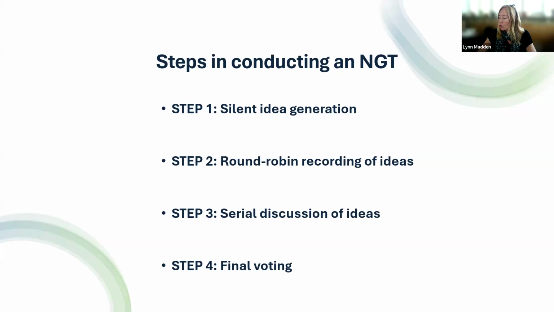So when we think about nominal group technique, we have 4 steps, right? And the first step is silent idea generation. I'll go over these in depth momentarily. The round robin recording of ideas, the serial discussion of ideas, and final voting, right? So 4 steps in conducting a nominal group technique. You can do this with 100 people in less than an hour. This is one of its other real advantages in the field, right?